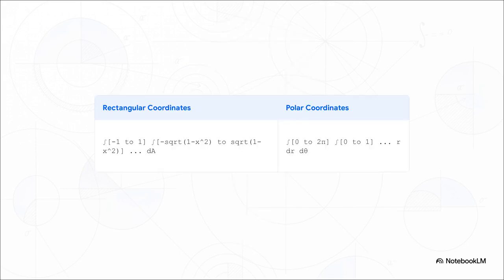I mean, just look at this. On the left, you've got your typical rectangular coordinate setup. And yeah, those square root limits are just awful. And then on the right, that's the same exact problem in polar coordinates. The limits are clean, they're constant. It is a total game changer.